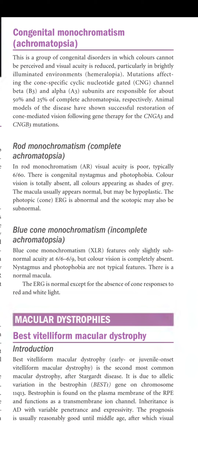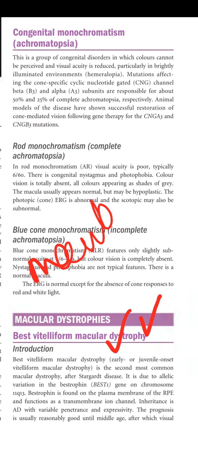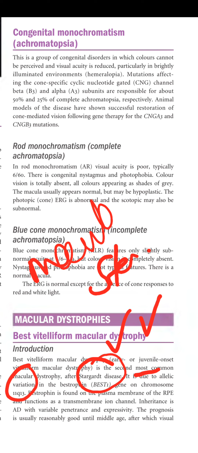Introduction. Best vitelliform macular dystrophy, early or juvenile onset vitelliform macular dystrophy, is the second most common macular dystrophy after Stargardt disease. It is due to allelic variation in the bestrophin gene on chromosome 11q13. So basically it is a disorder of the macula, with early or juvenile onset, and it is the second most common macular dystrophy. The first is Stargardt disease, and there is a variation in the BEST1 gene, which is present on chromosome 11.